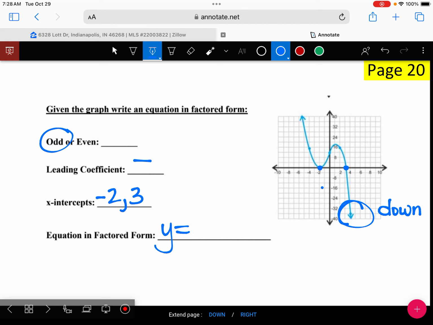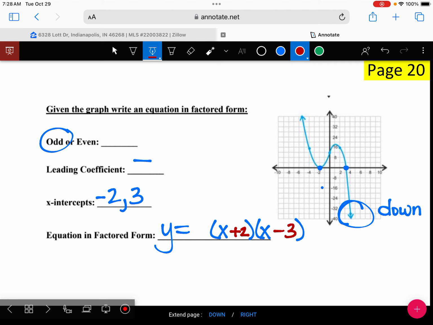So let's make our equation. We have 2 parentheses. And we're going to flip the sign. So instead of a -2, I'm going to put a +2. And instead of a +3, I'm going to put a -3.